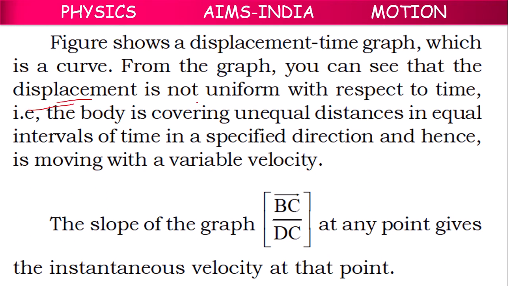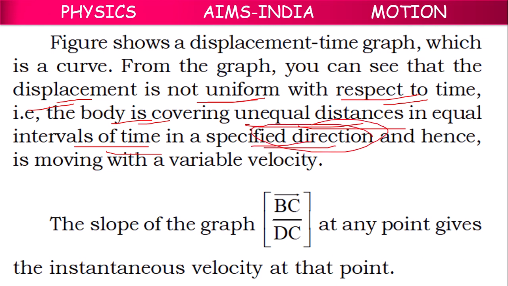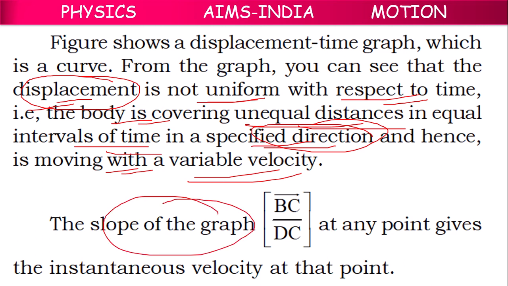So displacement is not uniform with respect to time. The body is covering unequal distances in equal intervals of time in a specified direction. Though the direction is definite, the magnitude of change of displacement is not the same. So the body is moving with variable velocity. The slope of the graph at any point gives the instantaneous velocity at that point.